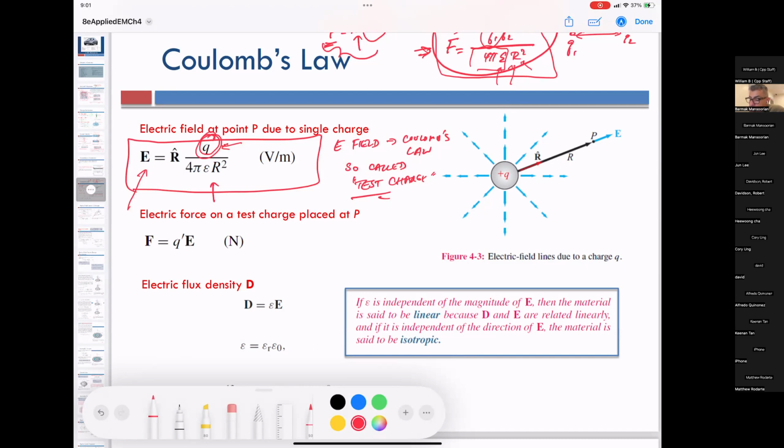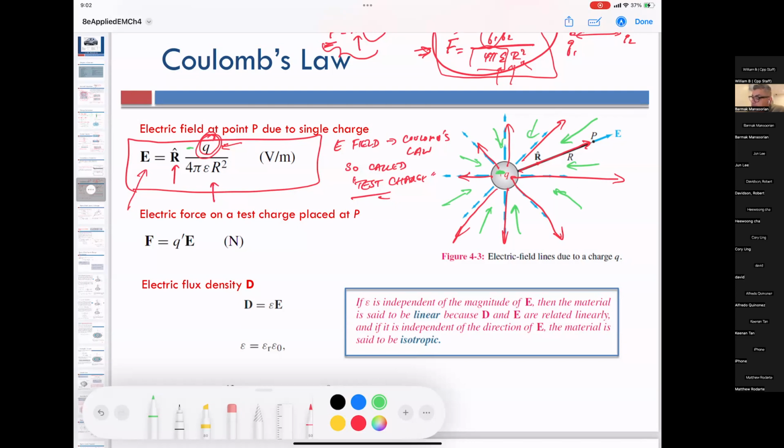What else do I want to say? The direction of the electric field is in the radial direction away from this charge. So at every point, you see in this graph, the direction of the electric field is away from a positive charge. If I had a negative charge here, then the electric field lines would be going towards the charge.